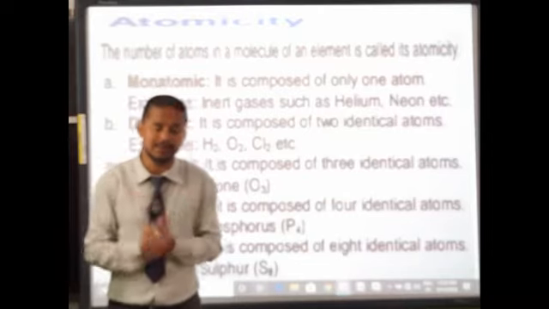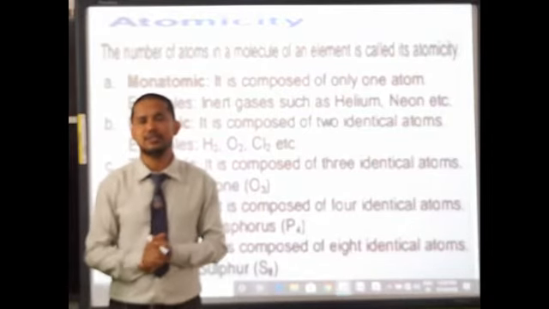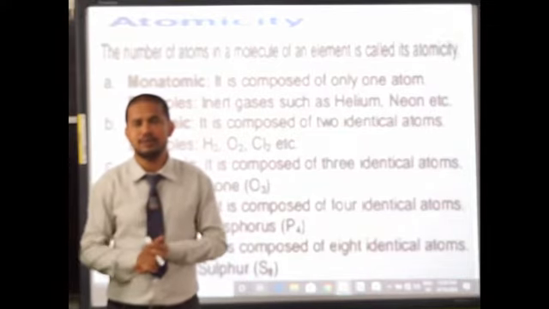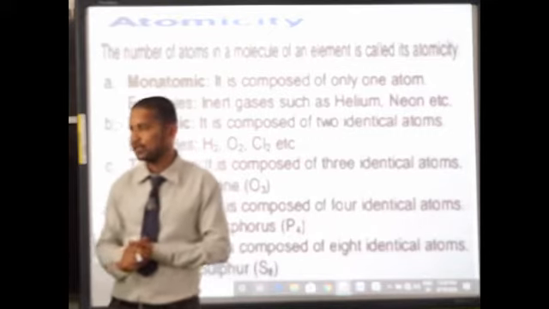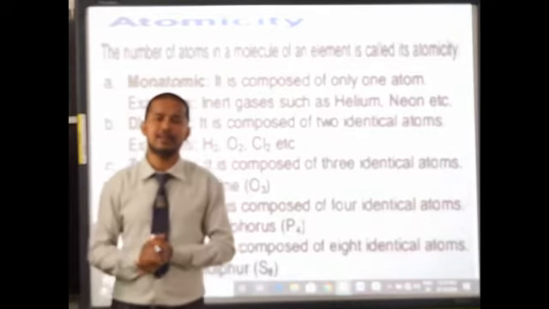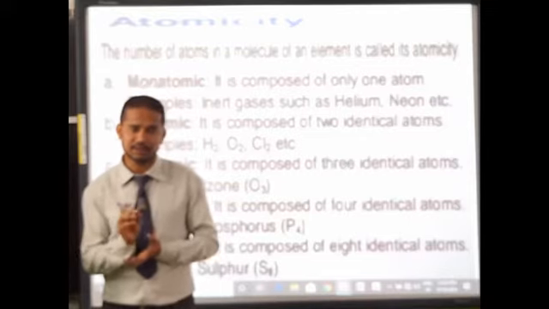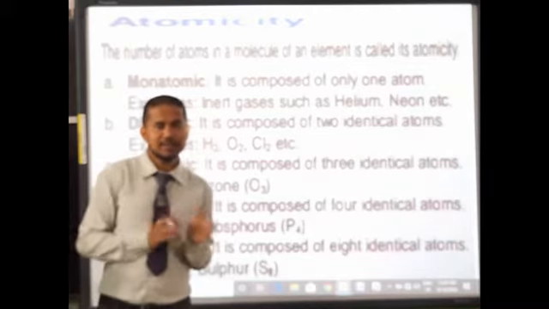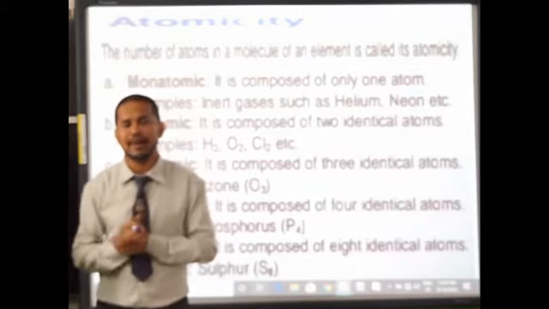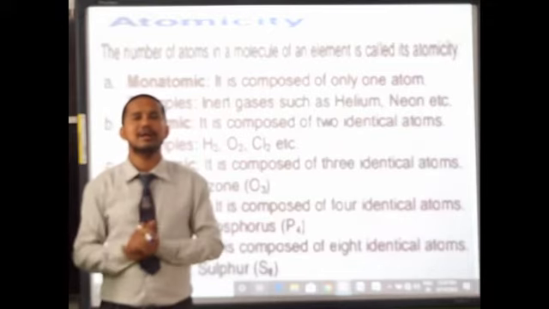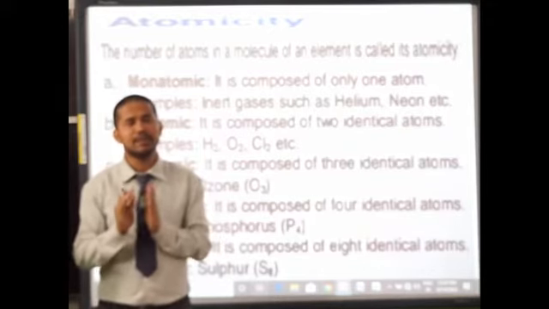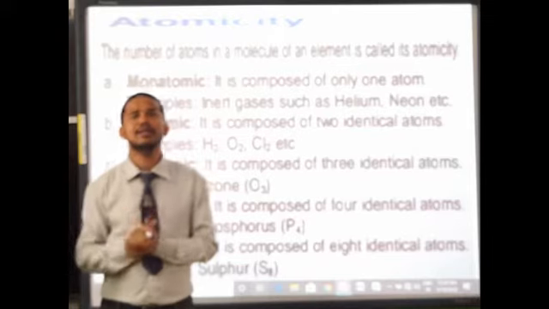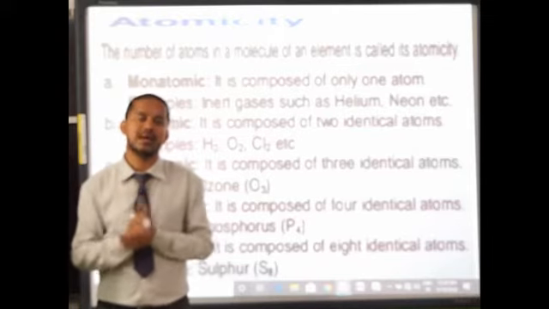Then this atomicity we have already done when you were in class 7. So what is atomicity? It is the number of atoms present in a molecule of an element. On the basis of this atomicity, there are many types of elements. All metals are monoatomic elements. All inert gases are monoatomic.